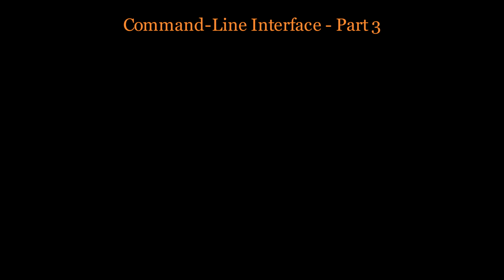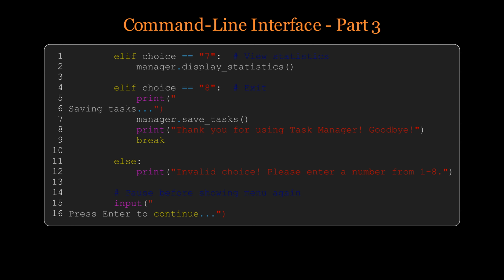Finally, let's complete the main function with statistics display and exit option. We'll also handle invalid menu choices gracefully. For choice 7, we simply call display_statistics to show the productivity dashboard. For choice 8, exit, we print a saving message, explicitly call save_tasks to ensure everything is persisted, print a goodbye message, and break out of the while loop, ending the program.